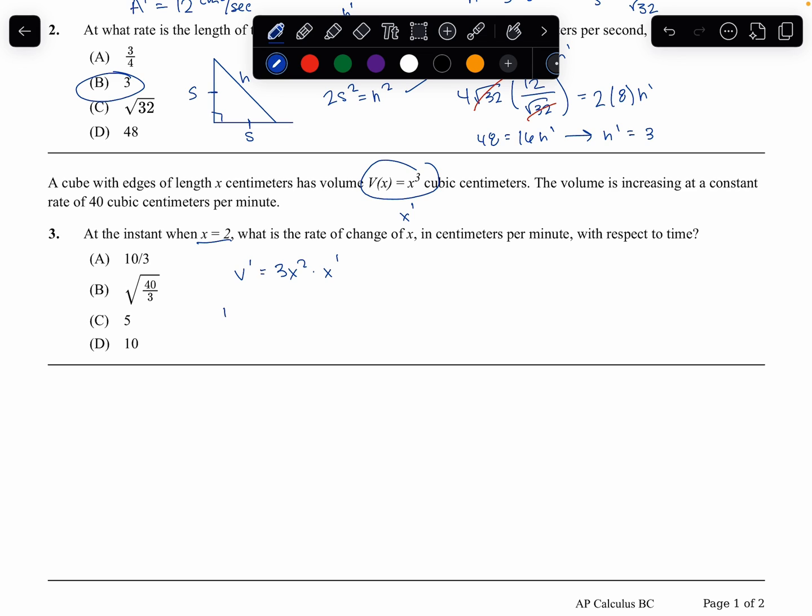V prime is 40, equal to 3 times, what is x? x is equal to 2. 2 squared times x prime. So 40 is equal to 12x prime. So x prime is going to be equal to 40 over 12, which is equal to 20 over 6, which is equal to 10 over 3. Okay?